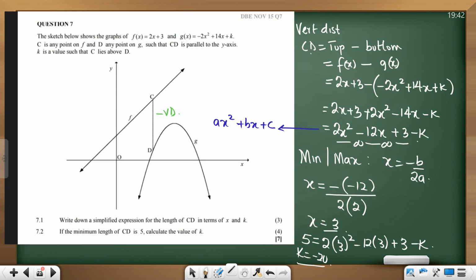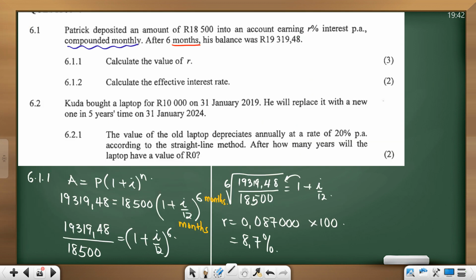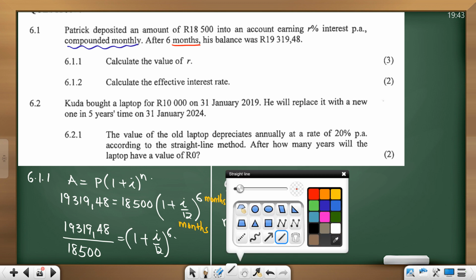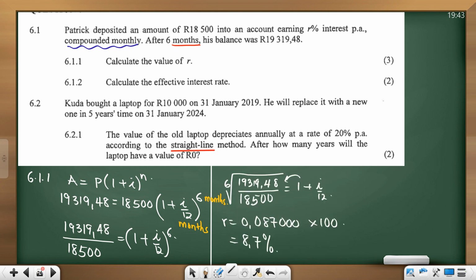Right, quickly. Kuda bought a laptop for 10,000 Rand on 31st of January 2019. He will replace it with a new one in 5 years. The value of the laptop depreciates annually, going down, but now it's in minus, at a rate of 20% per annum, according to a straight line. Please take note. Straight line method.